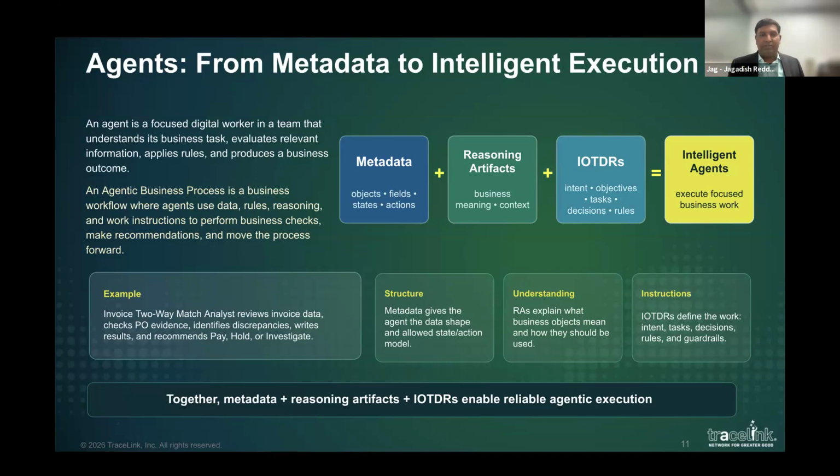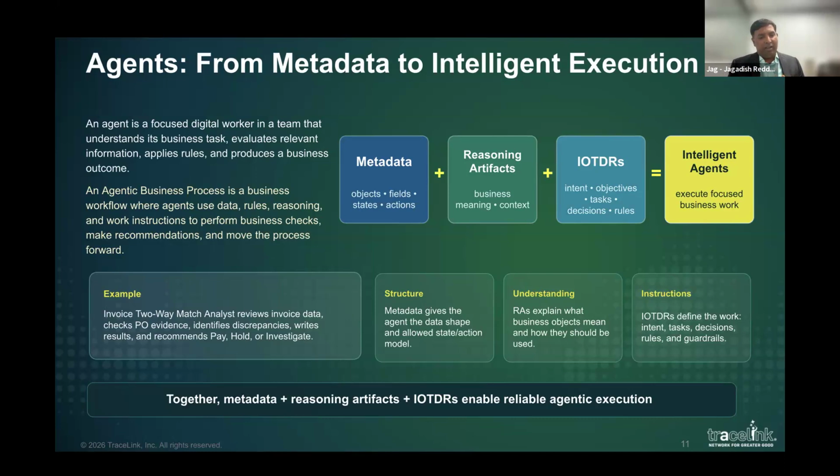An agentic business process is a business workflow where agents use data, rules, reasoning, and work instructions to perform business checks, make recommendations, and move the processes forward. An example, which we can demo in future sessions, is invoice to PO match, where the agent reviews invoice data, checks PO evidence, identifies discrepancies, writes results, and recommends pay, hold, or investigate.